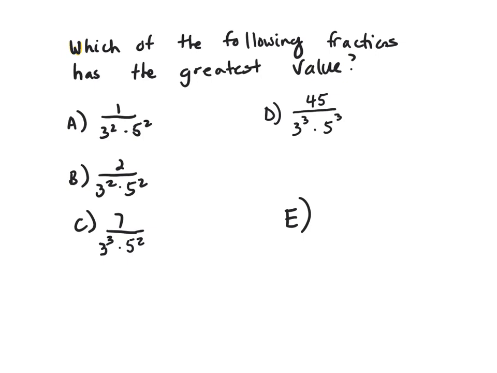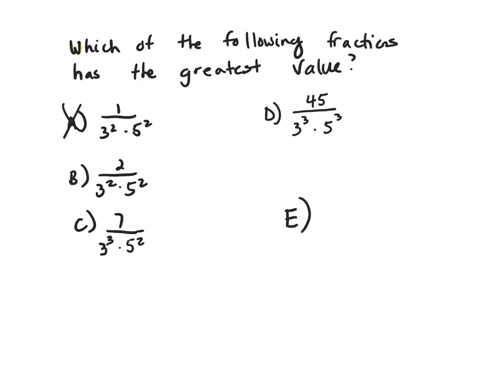We're trying to figure out which of the following fractions has the greatest value. So look at A and B. A and B, they both have the same denominator. So the larger one is the one with the larger numerator. So we know that B is bigger than A because the denominators are the same. So I'm going to cross that one out.